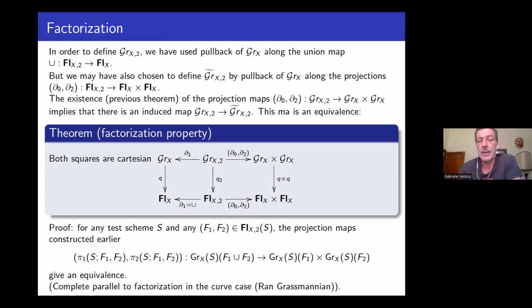So the proof is just, as you can imagine, the projections I mentioned before that are given from the previous theorem give you a map from the Grassmannian of the union of two flags to the product of the Grassmannians of the two flags. And you have to prove that this map, which exists, you know it exists, is an equivalence. Okay, and this is how we do it.